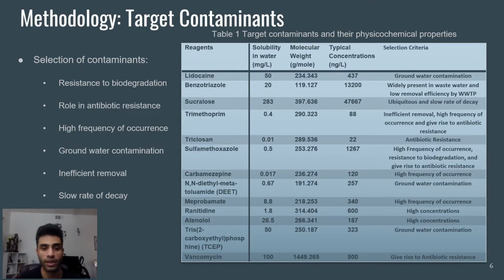Target contaminants. So there are hundreds of contaminants which are present in reclaimed water, but these 13 that I've chosen, the selection criteria is shown in the table. There are different reasons. Some of the contaminants are really resistant to biodegradation. Some of them are present everywhere, and some of them are antibiotic resistant and cause antibiotic resistance, and some of them are difficult to remove and difficult to decay. So there are various reasons for me to choose these 13 out of those hundreds of the contaminants.